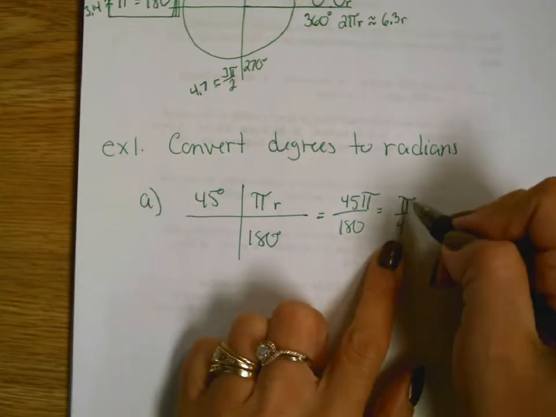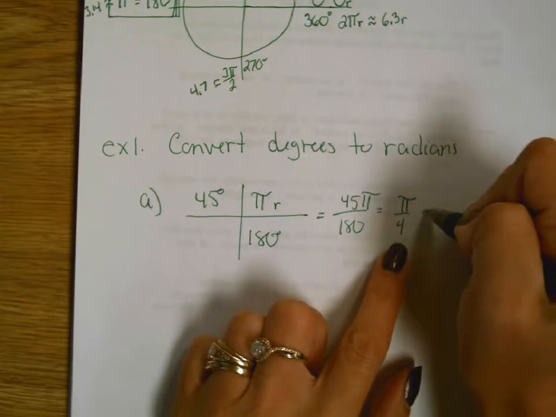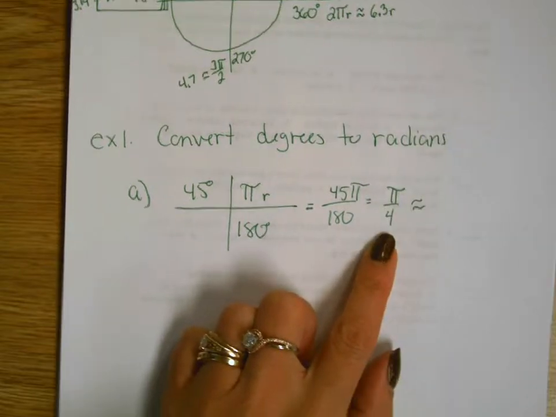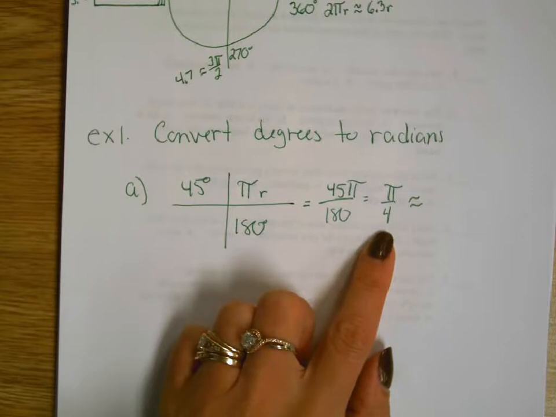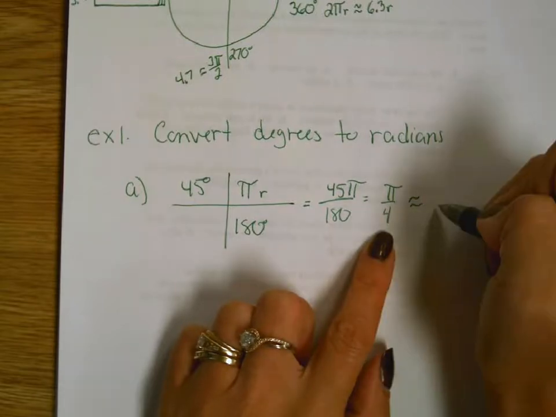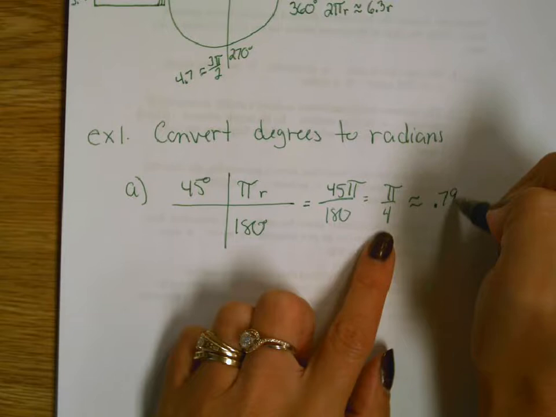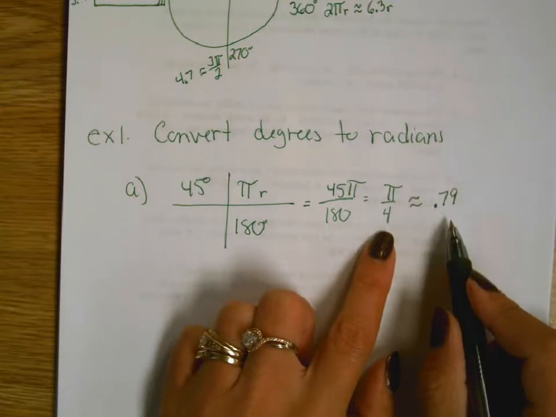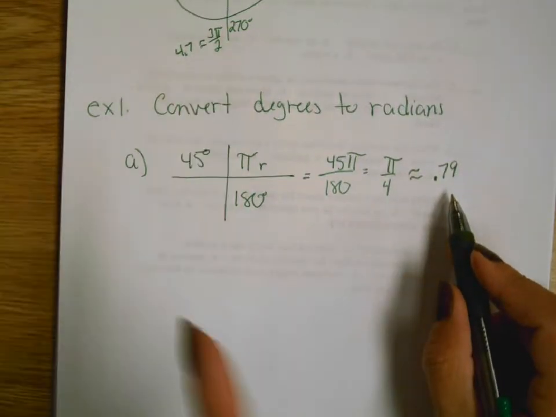Okay, so it's exactly pi over 4 radians. It's about how many? What is pi divided by 4? 0.79. So a little more than 3/4 of a radius length. So I want you to get a concept of what this is.